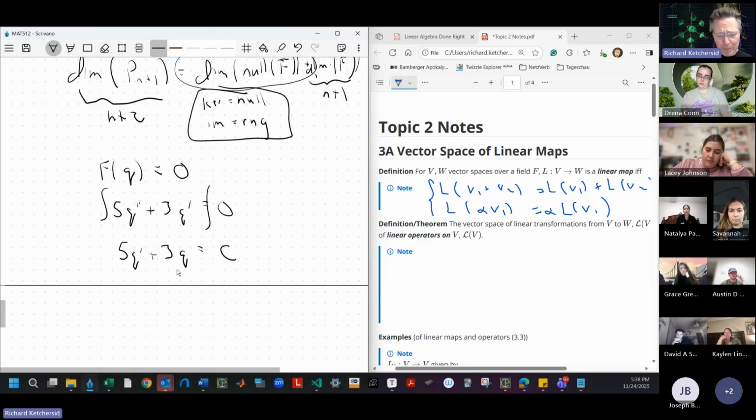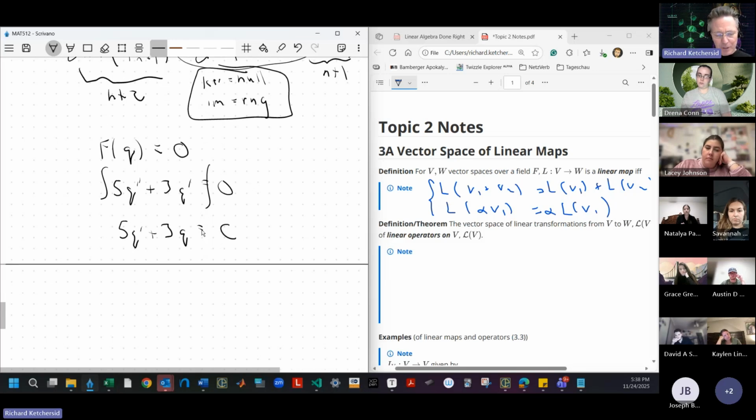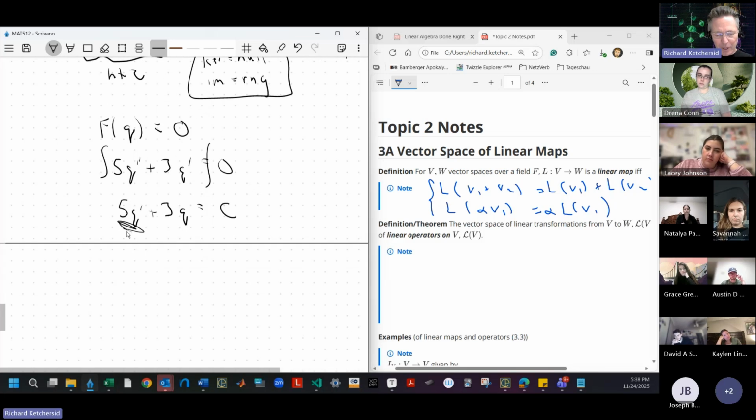So this is what I know. Now remember, these are polynomials. These aren't arbitrary functions, they're polynomials. And so I know the degree of Q prime is less than the degree of Q. So I know that, and the sum of these two things is just a constant. So what do I actually know about Q?